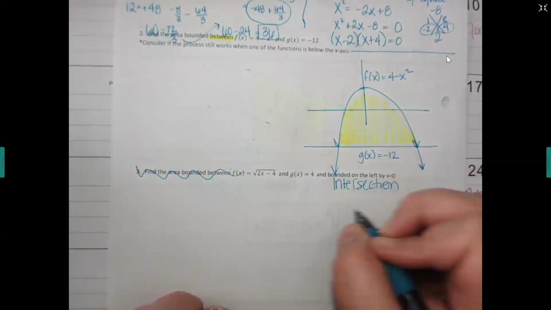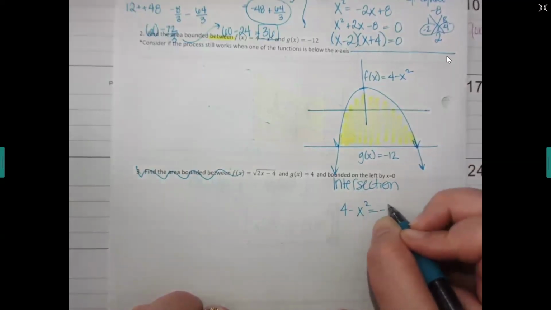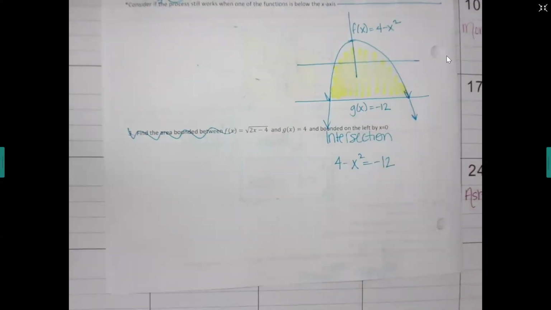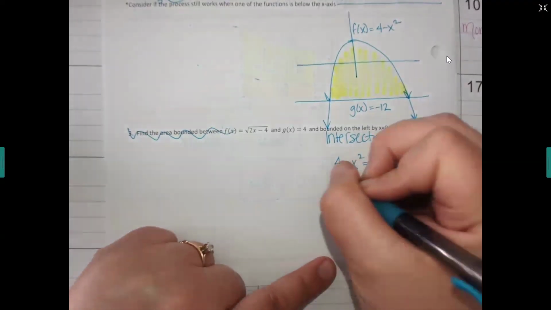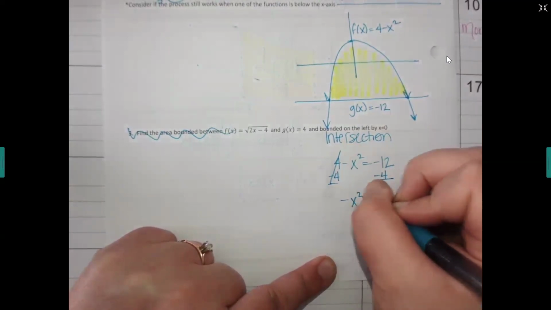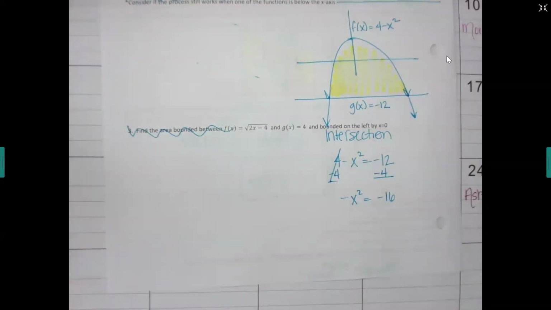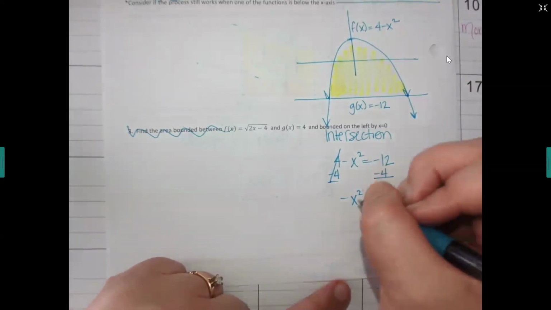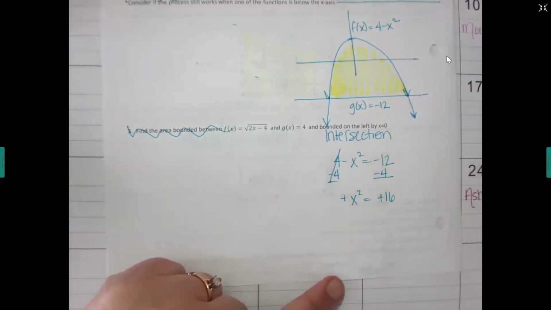So for my intersection, I'll let the 4 minus x squared equal negative 12. Now, I could get everything on the same side here and solve. But if you only have an x squared and you don't also have the x, you could just get the x squared by itself. So I'm going to do that instead. I'm going to subtract this 4 across to get rid of it. Negative 12 minus 4 more is how many? Negative 16. And then if I have a negative x squared equal to a negative 16, I could just turn both sides positive. And then take the square root.